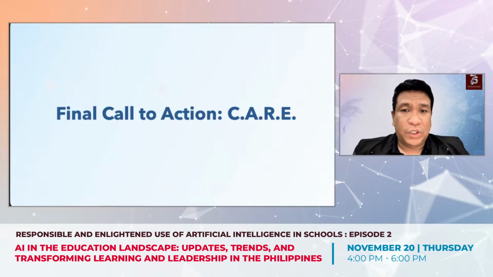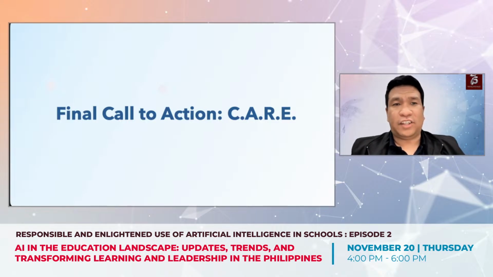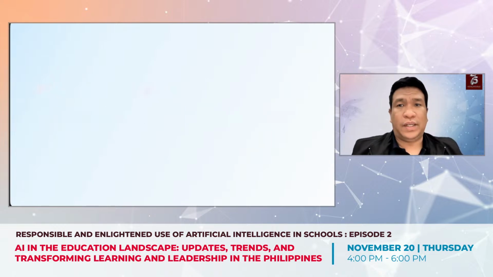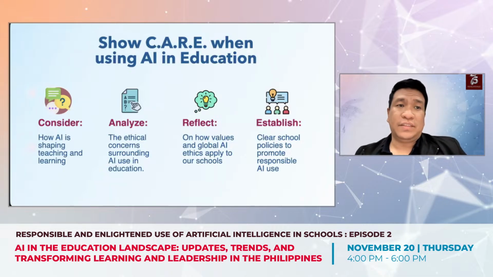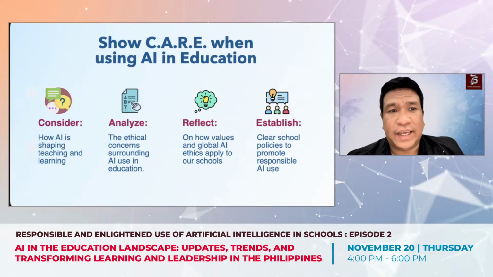So the final call to action really, I've abbreviated it into CARE. This is my final call to action for everyone. C means consider. Always reflect and consider how AI is affecting or shaping teaching and learning. Then analyze the ethical concerns surrounding AI use in education. Reflect on how values and global AI ethics apply to our schools. And then establish clear school policies to promote responsible AI use. So again, show care when using AI in education.